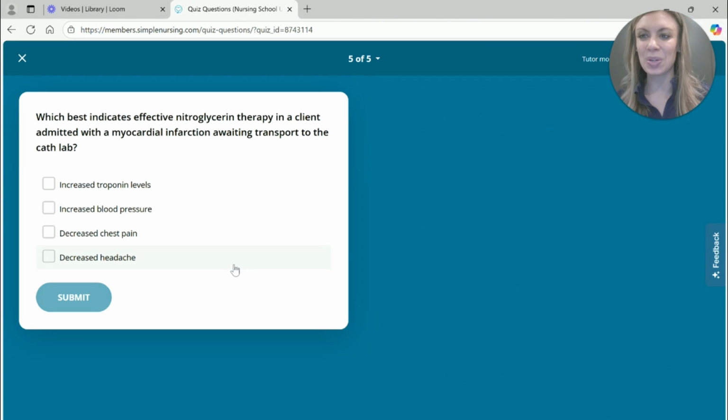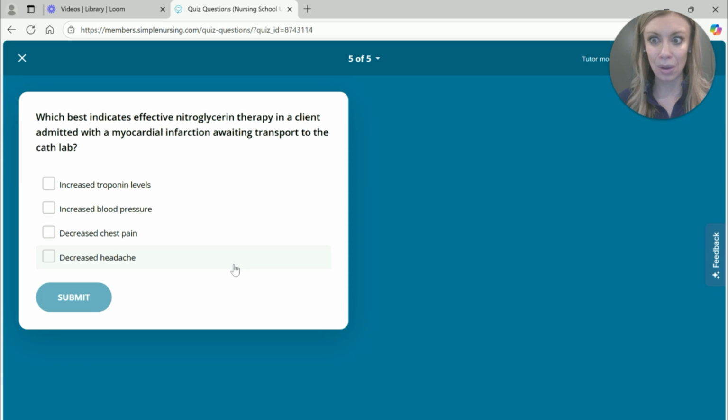And for the last one in the sequence, which best indicates effective nitroglycerin therapy in a client admitted with an MI awaiting transport to the cath lab? So effective, it'd be something we would want. So as I'm looking at these, increased troponin levels. Okay, well, I don't think I'd want increased troponin levels in a client with an MI. Increased blood pressure. Well, if it's effective, I know that nitroglycerin, that is a nitro, is a vasodilator, so it's going to take the blood pressure down.